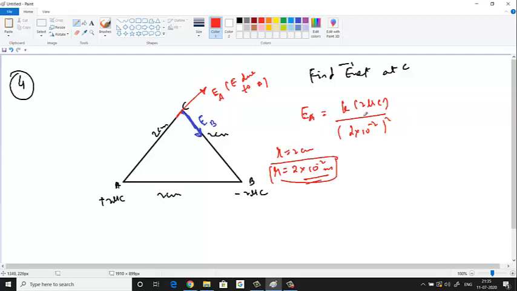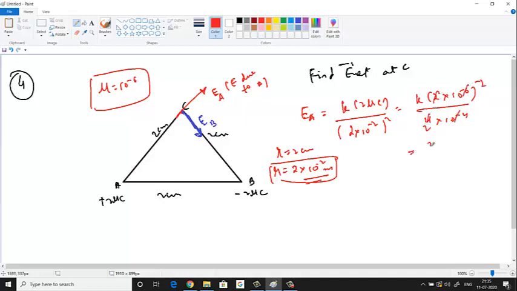Micro means 10 power minus 6. So what is the charge actually? K into 2 into 10 power minus 6 divided by 4 into 10 power minus 4. 2 ones are 2s, and this will become minus 2. So 9 by 2, okay, wait, once again put the value of K: 9 into 10 power 9 into 10 power minus 2 divided by 2. How much will you get? 4.5 into 10 power minus 7 Newton per coulomb. This is the value of EA.